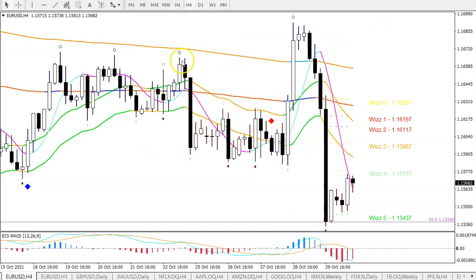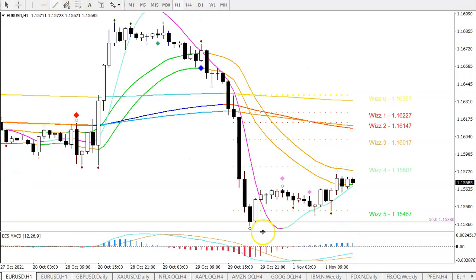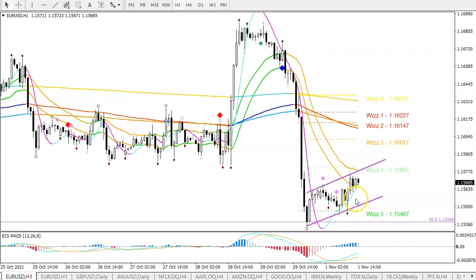This looks like a bear flag at the moment on the hourly chart. And if we get a break of that flag and below the 50 fib, we could see that continuation lower, which is a very important milestone in that case. And it could deliver quite a serious downtrend.